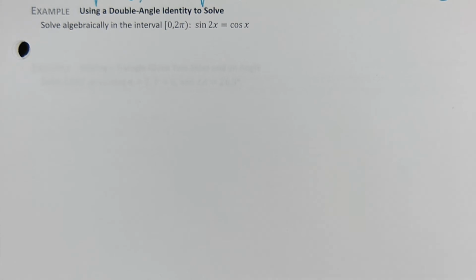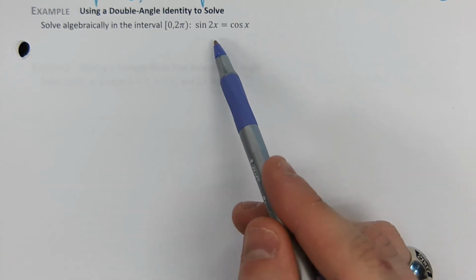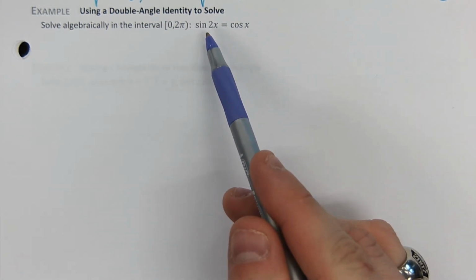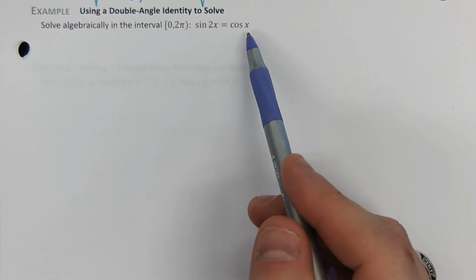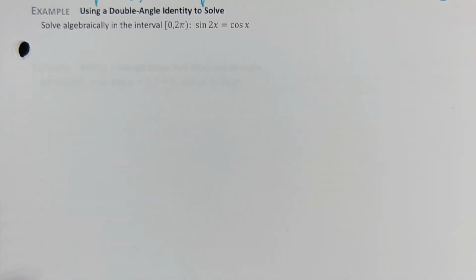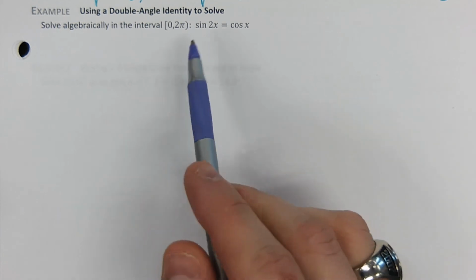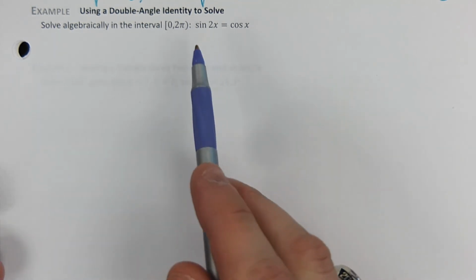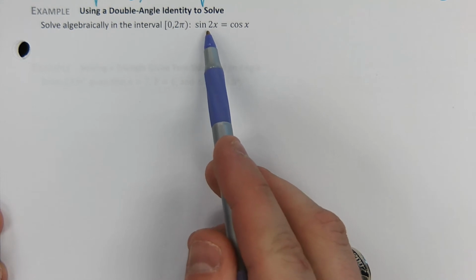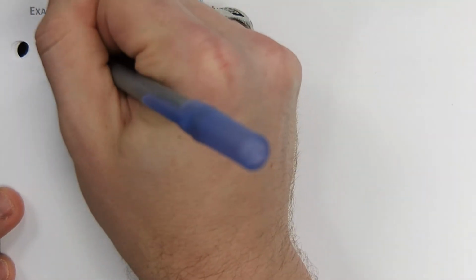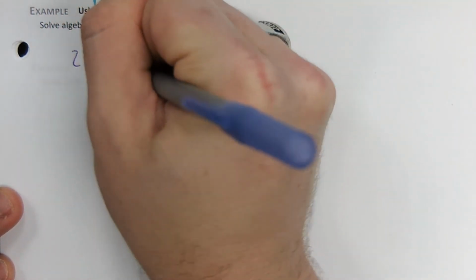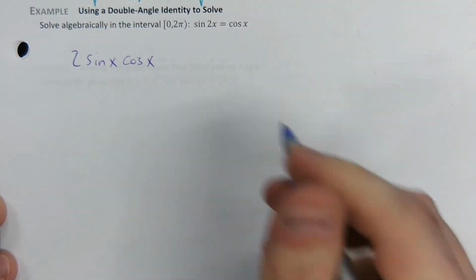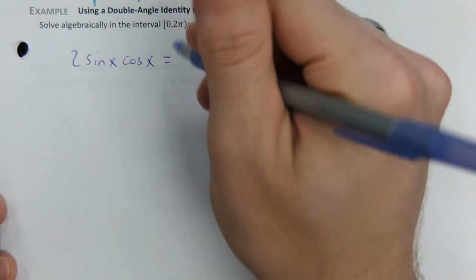I mean, the graph of this is a sine wave that completes a period once every pi. This is a period once every 2 pi. These things are going to intersect a bunch of times, and I just can't visualize that graph in my head. That's okay, though, because I have a double angle identity for this. Sine of 2x is 2 sine x cos x. And we set it equal to still cos x.